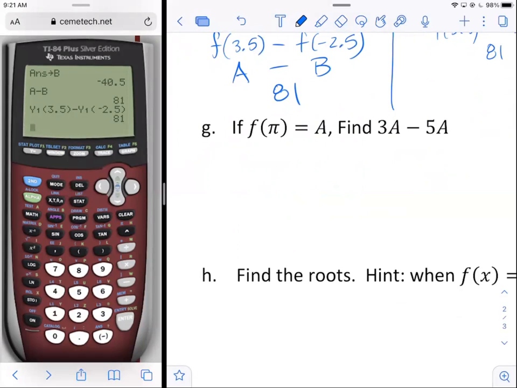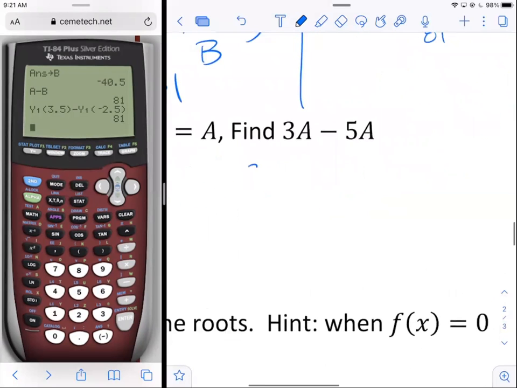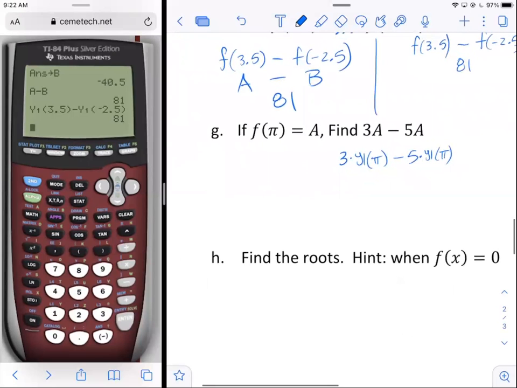Find if f of pi is equal to a, find 3a minus 5a. Okay, well, I could do kind of what I did up here. I could do 3 y1 of pi minus 5 times y1 of pi. I could type it into the home screen just like that and never have to store anything, right? That's fine. Or I can do this. I could say alpha trace enter of pi, and then I can hit enter.